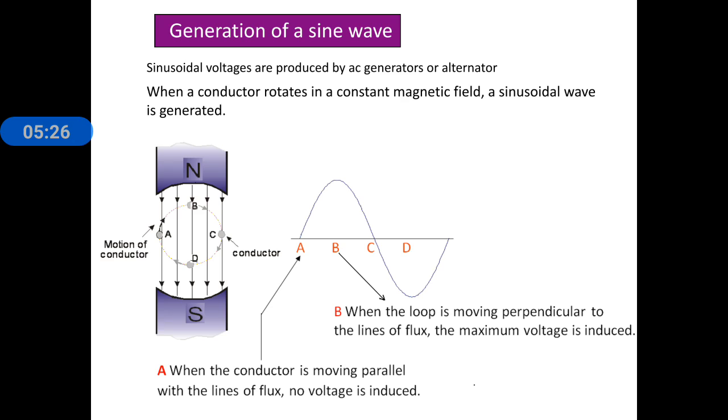In this figure all the positions are shown again: A, B, C and D. At A and C, the conductor and flux are parallel to each other, so the voltage is 0. At B under the north pole we take it as positive, and at D under the south pole we take it as negative. The rotation is continuous: after D comes A, again B, again C, again D.